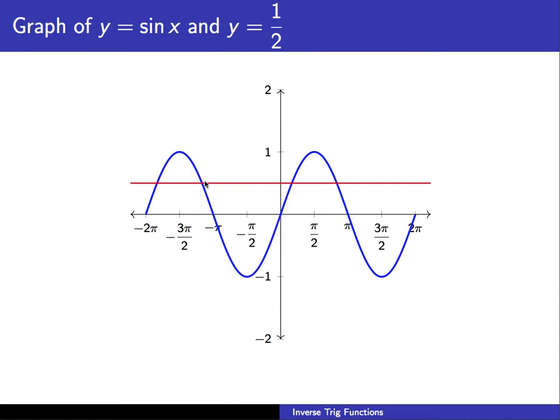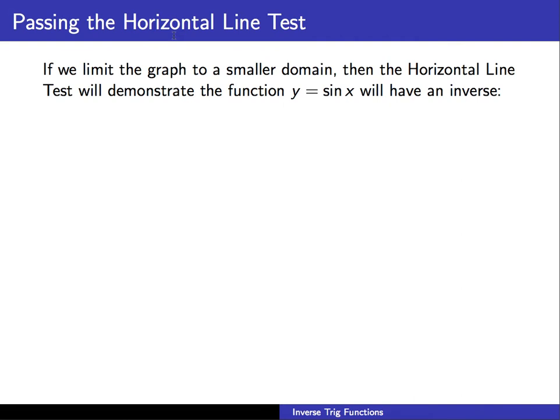Now, bear in mind that for regular functions, if we know the value of the angle, we can plug it in to get the ratio. Inverse functions allow you to know the ratio and figure out what angle gives you that ratio when you plug it into the function. So in order to pass the horizontal line test, we're going to have to limit the graph to a smaller domain. In fact, all of our trig functions fail the horizontal line test, so if we restrict the domain on each of them, we can get them to pass the test and have an inverse.